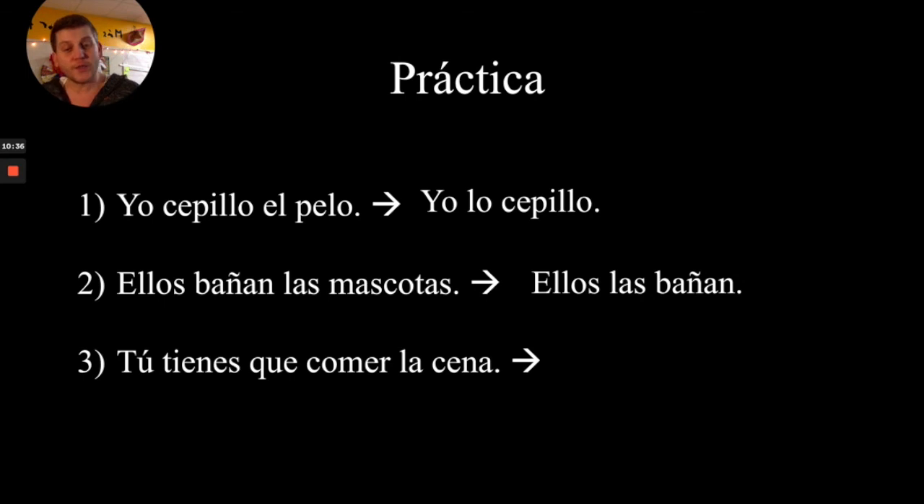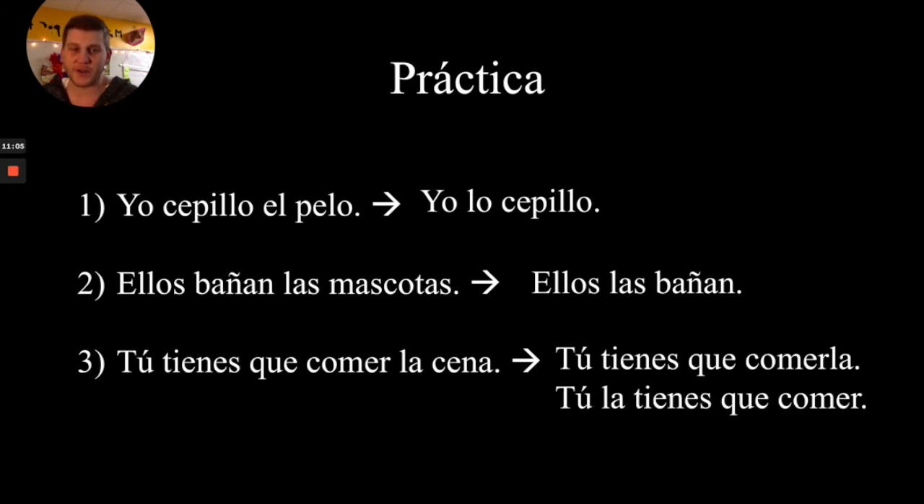Number 3, tú tienes que comer la cena. Our direct object there is la cena. You have to eat dinner. We're getting rid of dinner. You have to eat it. Now, we're going to replace the word dinner with what word? Hopefully I'm hearing la. And then that word la can go before the conjugated verb tienes, or it can go after and attached to comer, because comer is not conjugated. So two options here. Tú tienes que comerla. Check that out. I've put it after and attached to the infinitive. Or tú la tienes que comer in front of the conjugated verb. You, when you author your own sentences, get to choose where you put it.